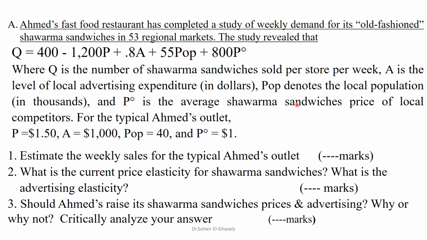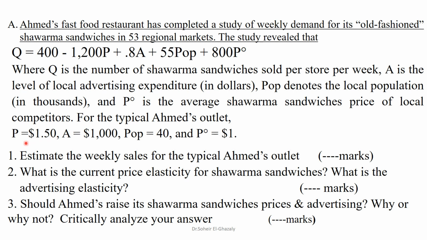POP denotes the local population in thousands. P to the power O is the average shawarma sandwich price of local competitors, for the typical Ahmad's outlet. These are the local competitors. Yes, people are producing the same kind of sandwiches around him. How much do they sell it for? This is the average price of them, okay.